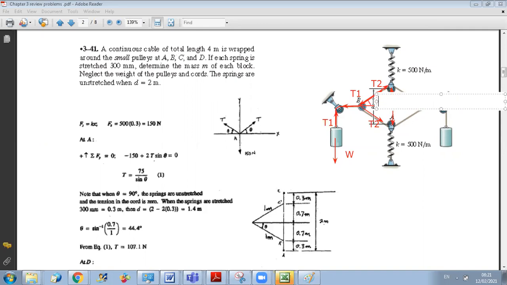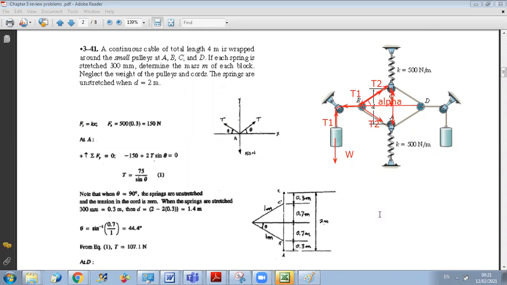So if this is alpha here, yes? Because the system is symmetrical, can we say that T2 is T1 over 2? No, never. Why? It depends on the angle. It will depend on the angle T2 is making with the horizontal.